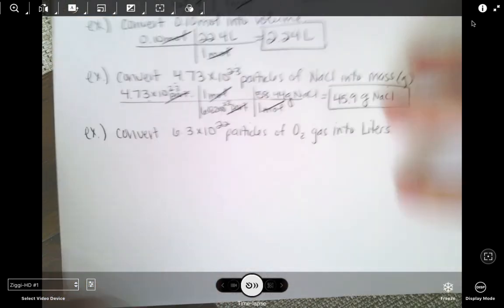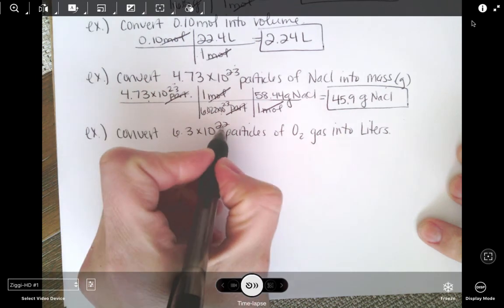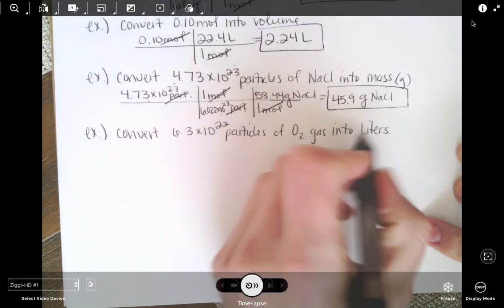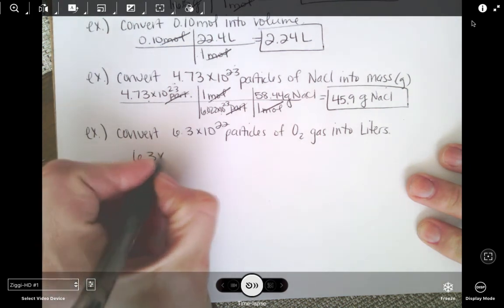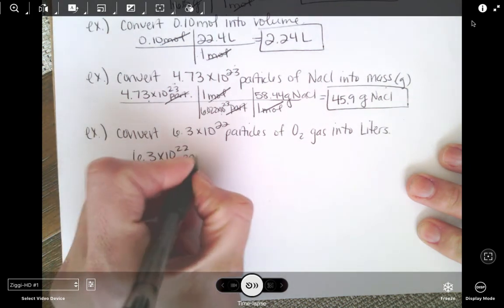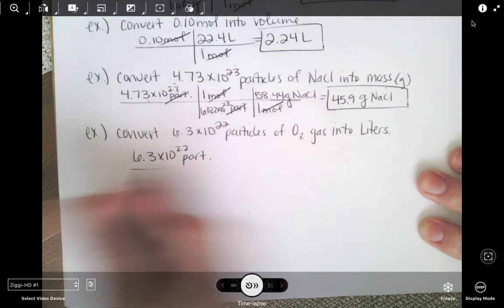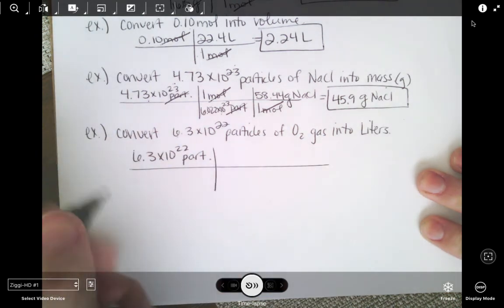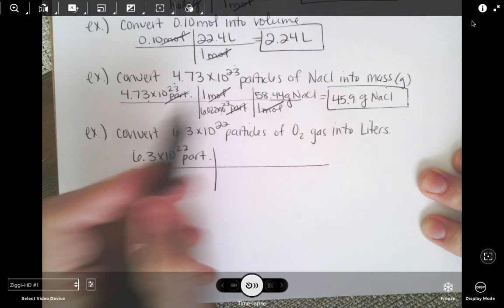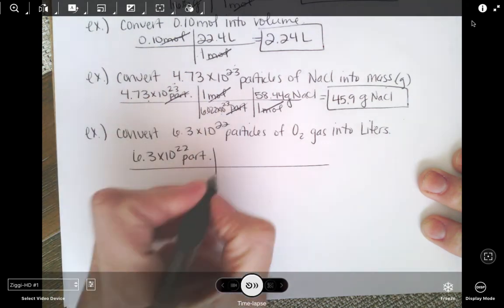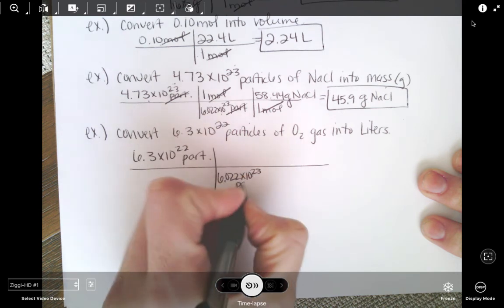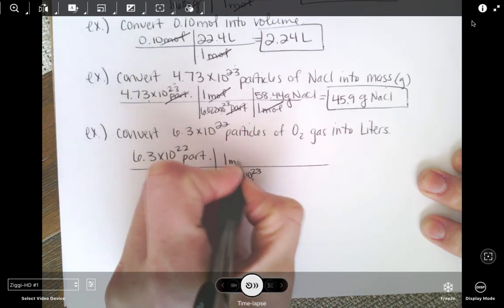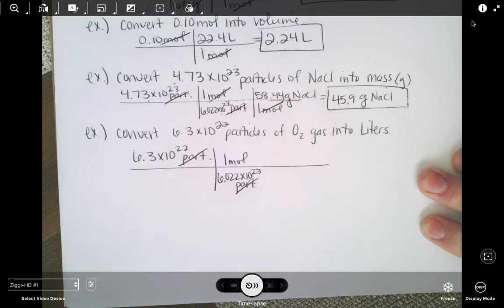If they're not, rethink it. Lastly, last problem. We're going to convert 6.3 times 10 to the 22 particles of O2 gas into liters. So this would be a quick 2-step problem. So you start with what you know, 6.3 times 10 to the 22nd particles. Again, I'm going to abbreviate particles part. Set it up into a t-chart. And I'm going to get out of this exactly the same way I did up here. The only place I can go is into moles. So I know that 6.022 times 10 to the 23rd particles is equivalent to 1 mole. Those units immediately cancel out.